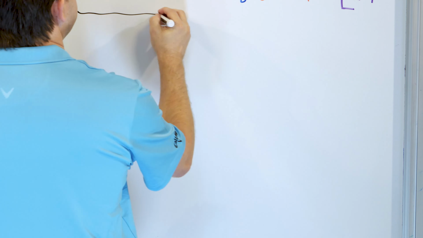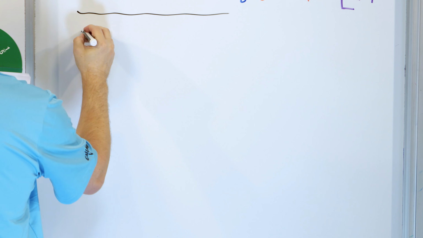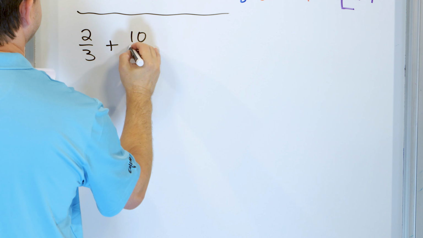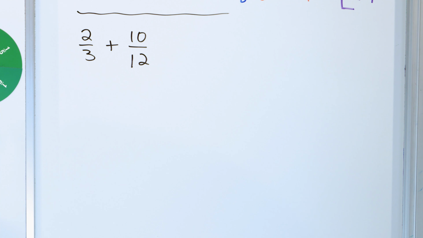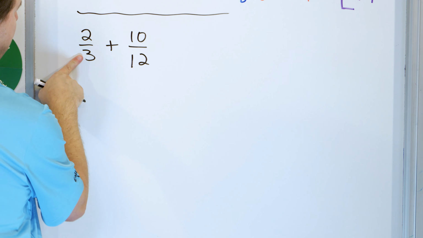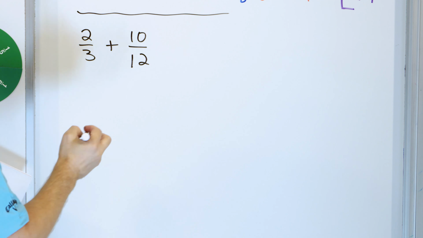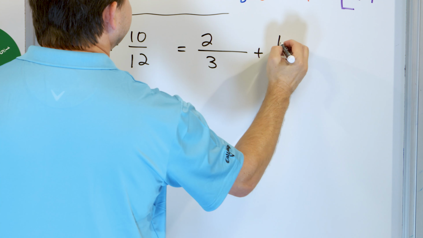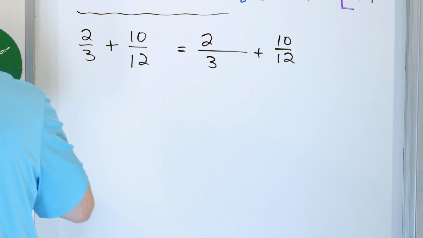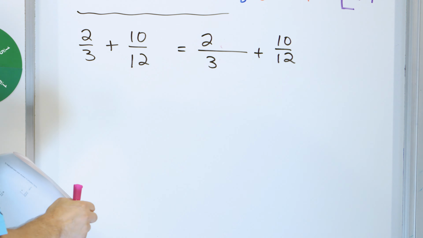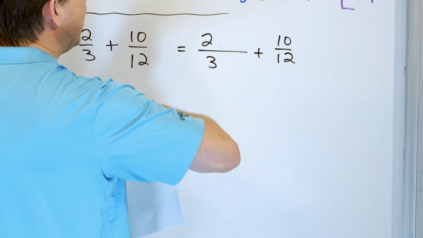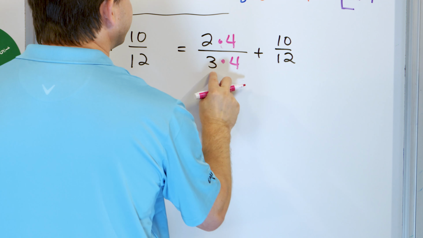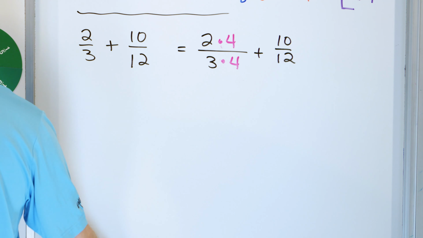All right, next problem. Let's take a look at 2/3, and we're going to add to that 10/12. How can we find a common denominator? Well, we know that 3 times 4 is 12, so we can change this fraction to give us our common denominator. We're going to take the 2/3 and we're going to add it to 10/12 as usual, but we're going to change this fraction by taking and multiplying the top by 4 and the bottom by 4 because 3 times 4 is 12 and then it will match.